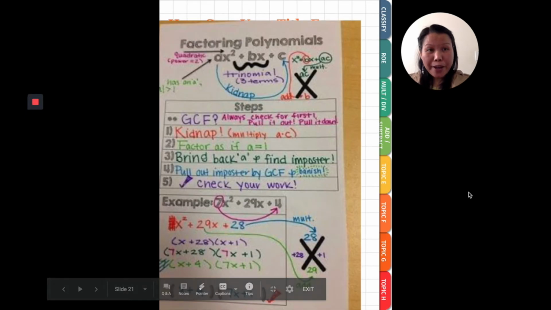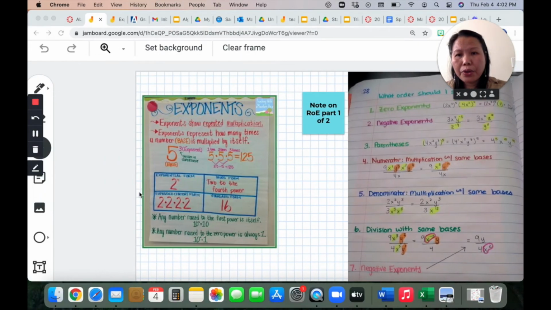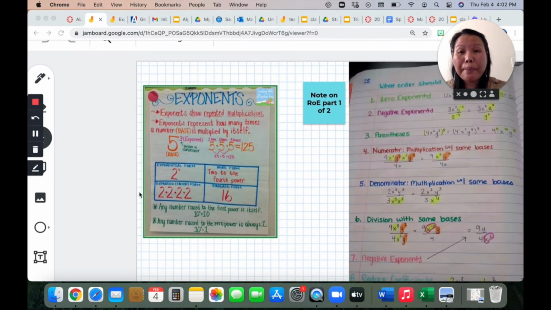This one is on factoring and solving quadratic equations. I will save that for another lesson. And just for those who might have forgotten what base and what exponent is, we are going to go ahead and show you what that is right here.